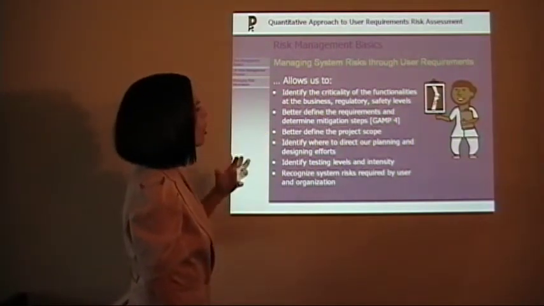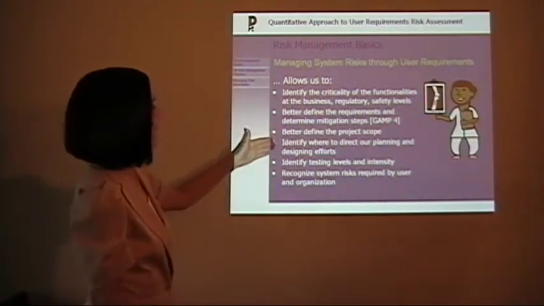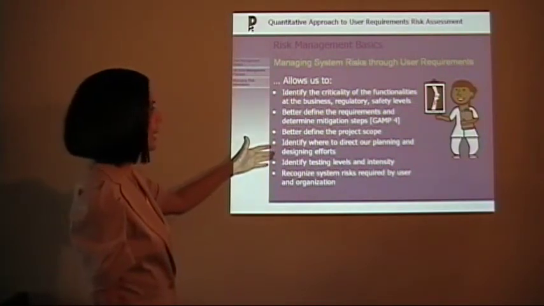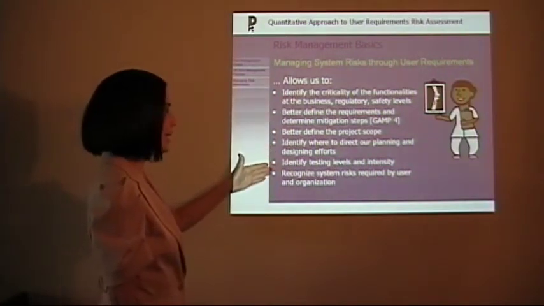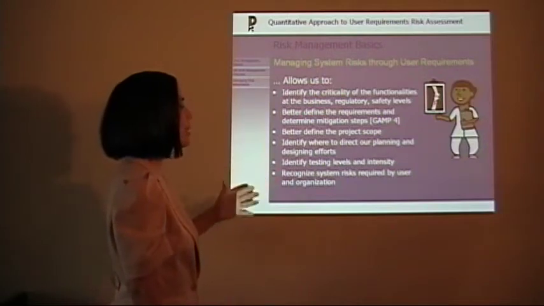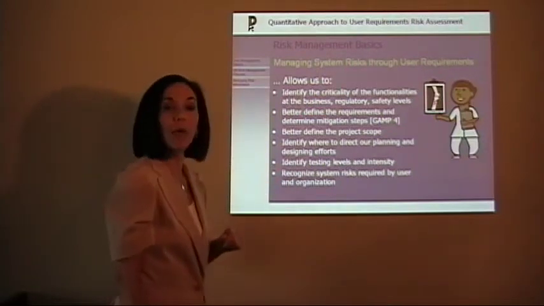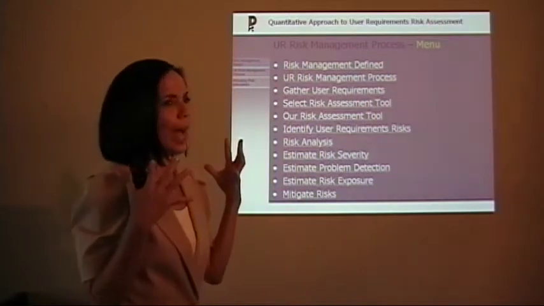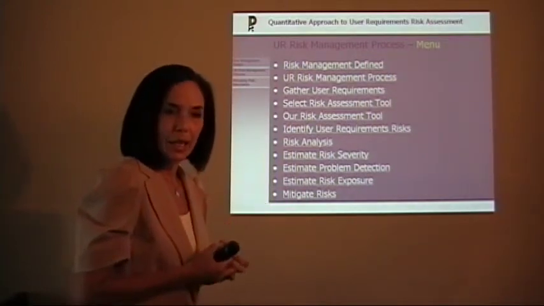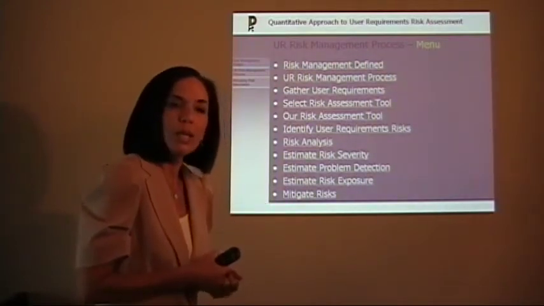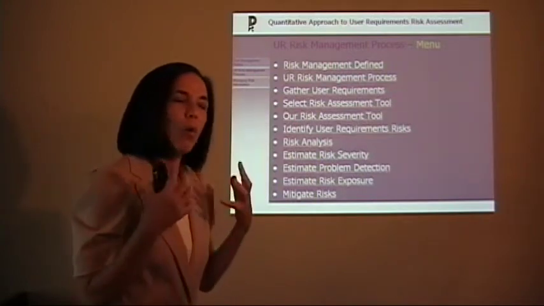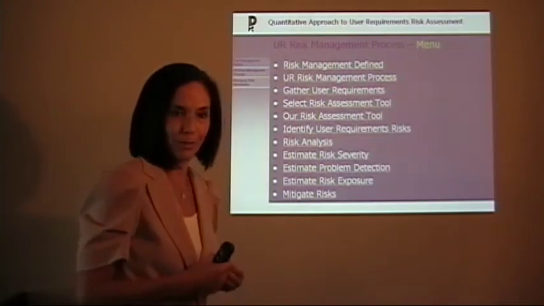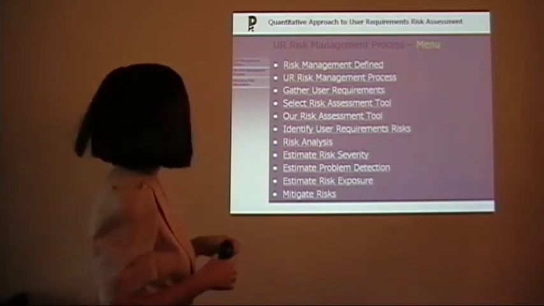They allow us to better define the project scope, identify where to direct our planning and designing efforts, identify testing levels, and recognize system risk required by user and organization. So those actually are the basics of why we risk assess user requirements and why it is so important for our system implementation success.